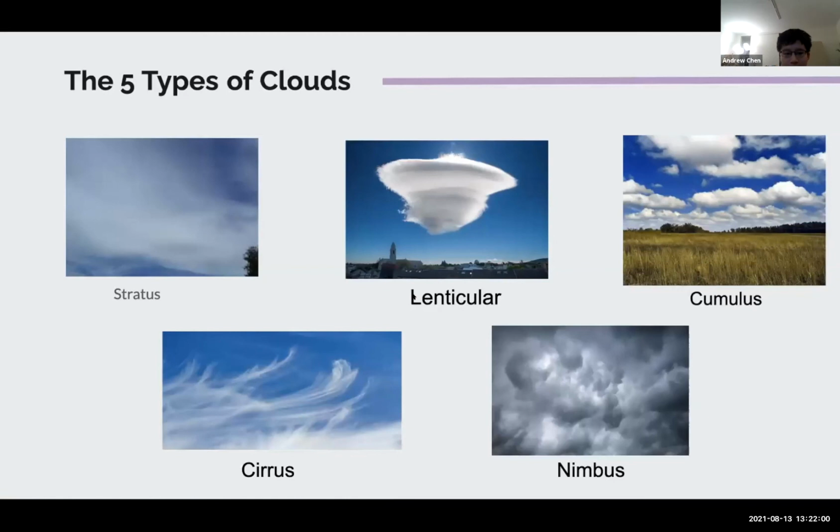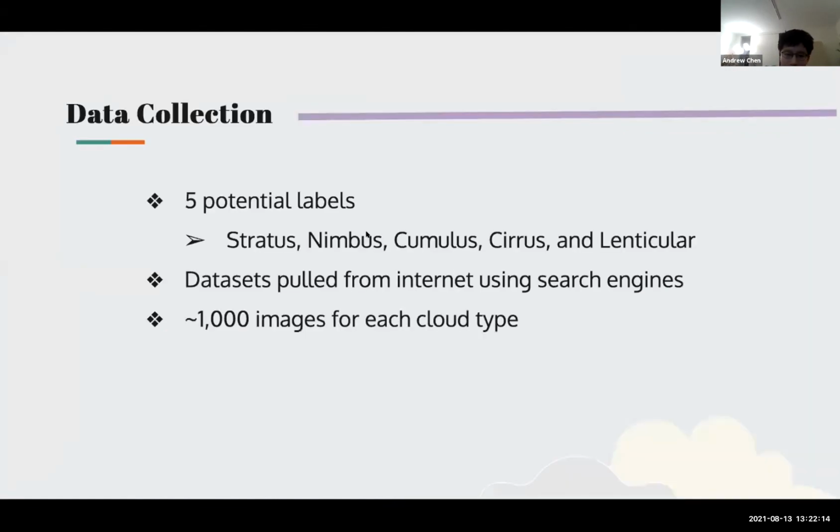So over here are the 5 clouds we try to identify: stratus, lenticular, cumulus, cirrus, and nimbus, all of which, as previously said, can be used to predict the current weather and what it will be later on. So again, there are 5 potential labels. We got our data sets by pulling the images from the internet using search engines. And then for each cloud type, we pulled about 1,000 images.